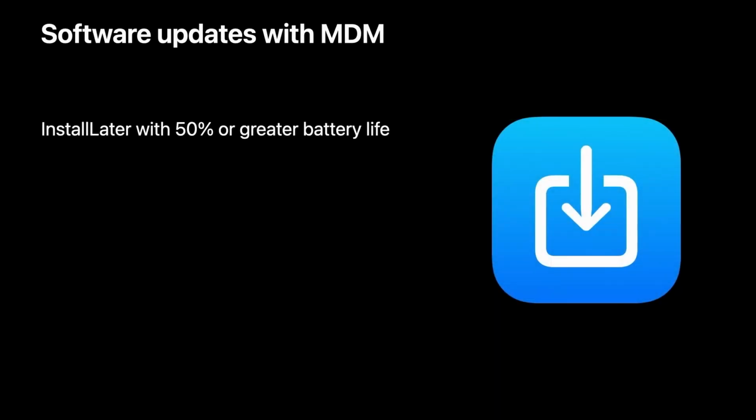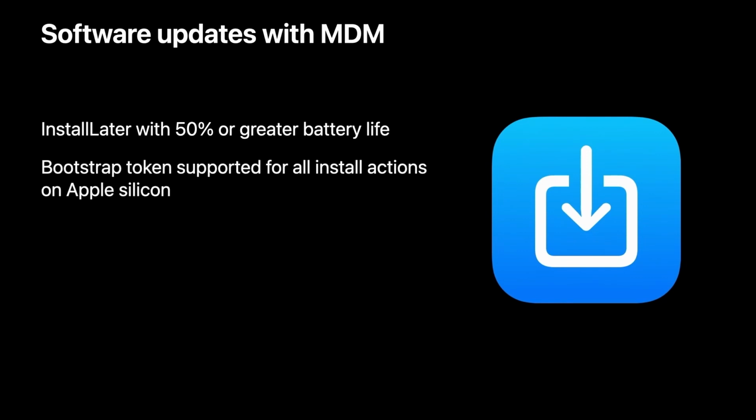A number of changes to make these install actions even more useful to organizations were made in macOS Monterey. Supporting install later with 50% or greater battery life will help ensure even greater coverage of enforcement of software updates. Next, all actions that actually start an install support the use of the bootstrap token from MDM to authorize the installation on Apple Silicon, and one is required for enforcing updates without user interaction that happen automatically.